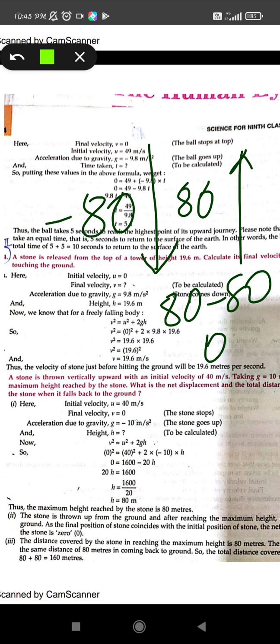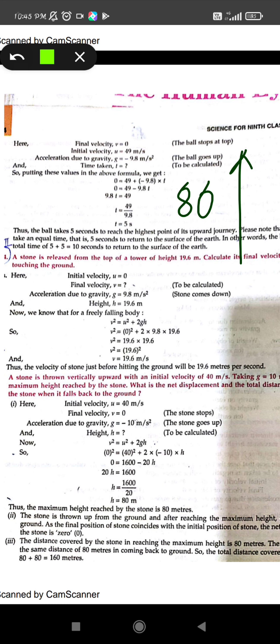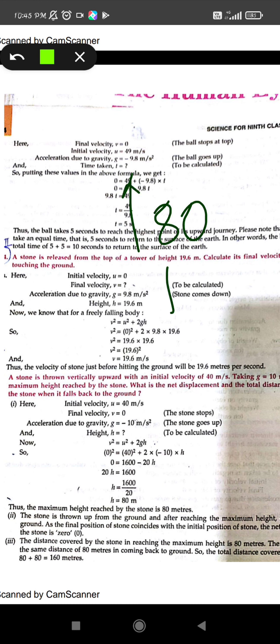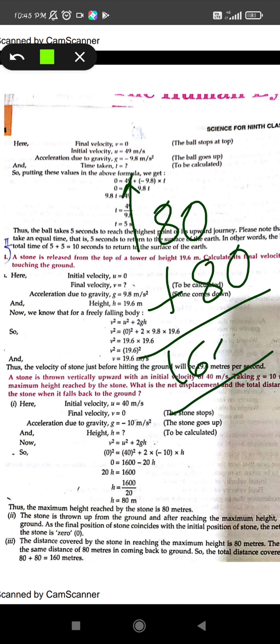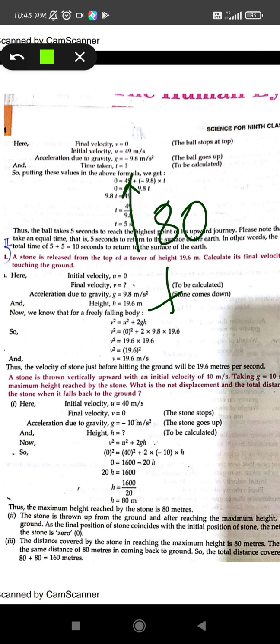So displacement is 0. And if we talk about the total distance, whether it is going upward or downward, it does not depend on the direction. So the total distance will be 80 plus 80, that is 160 meters. So the total distance covered by the stone in reaching the maximum height and returning back to the ground is 160 meter.